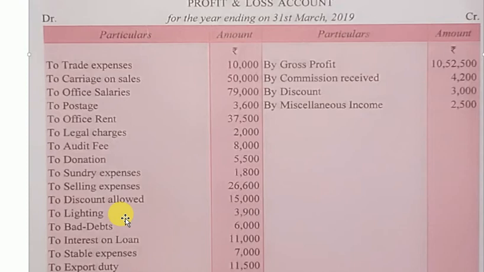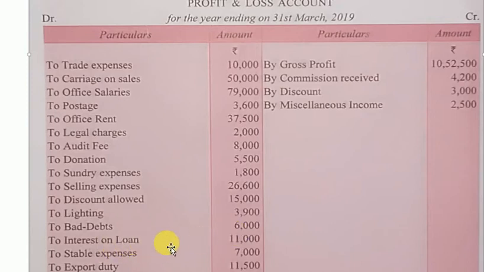To lighting, this is your indirect expenses. If the factory lighting is given, then that will be direct expenses, but here only the lighting is given, so that's your indirect expenses, and it will be recorded in the debit side of profit and loss account with the amount of 3,900. And bad debt is your expenses, that is 6,000.